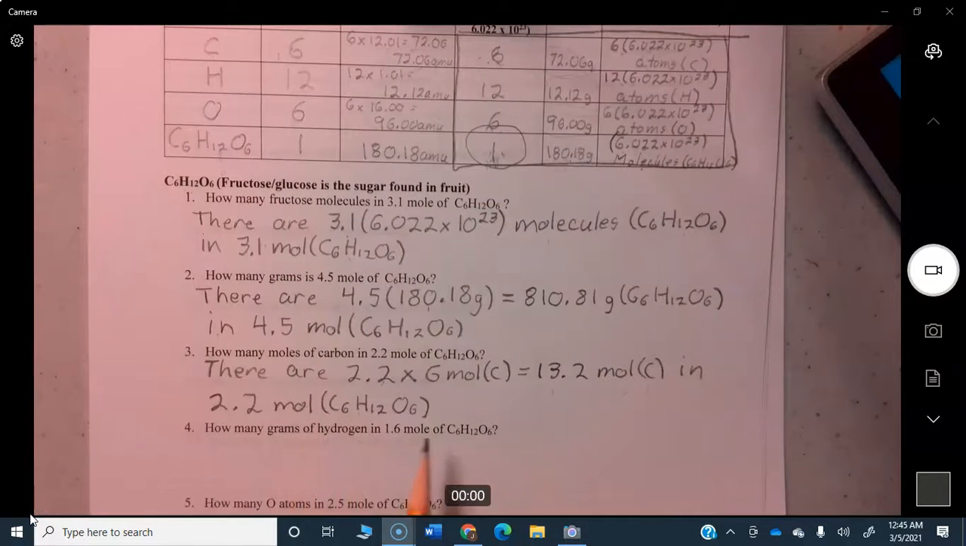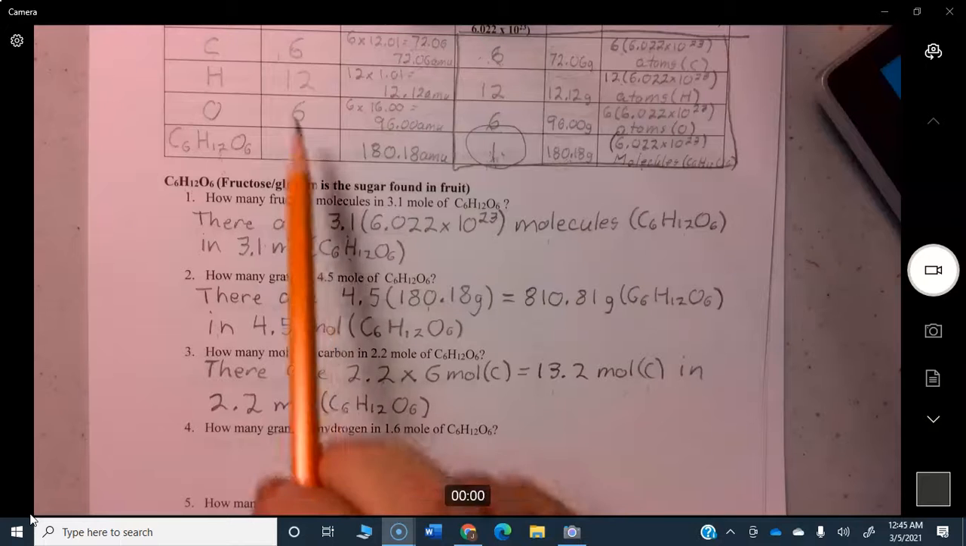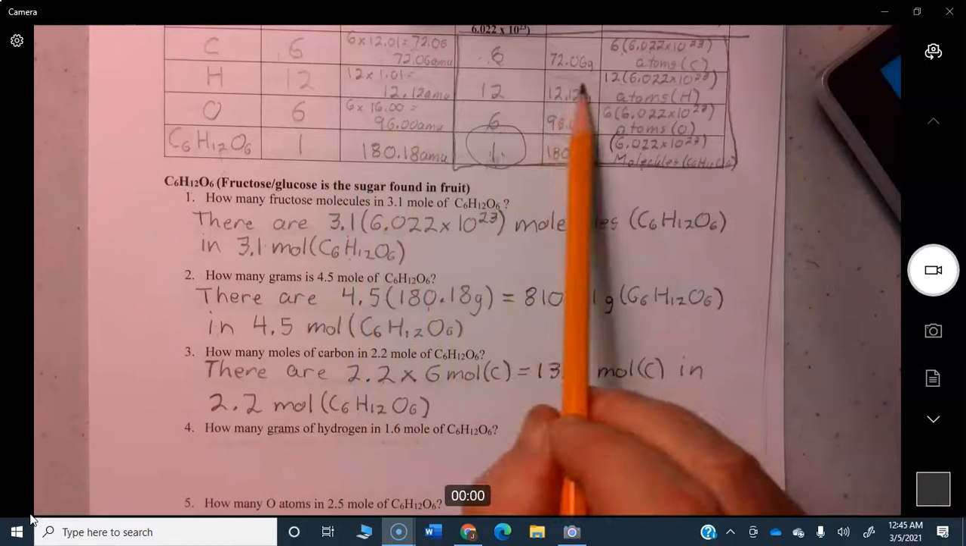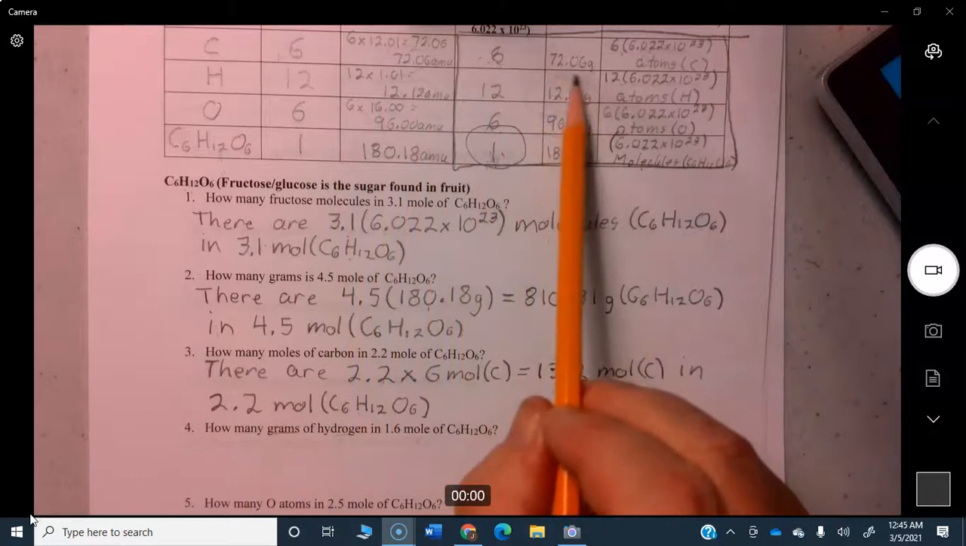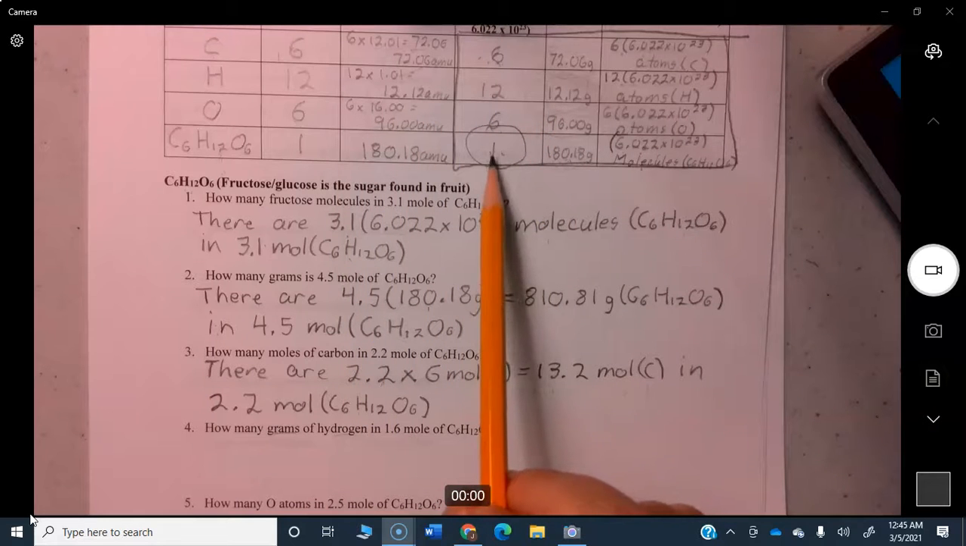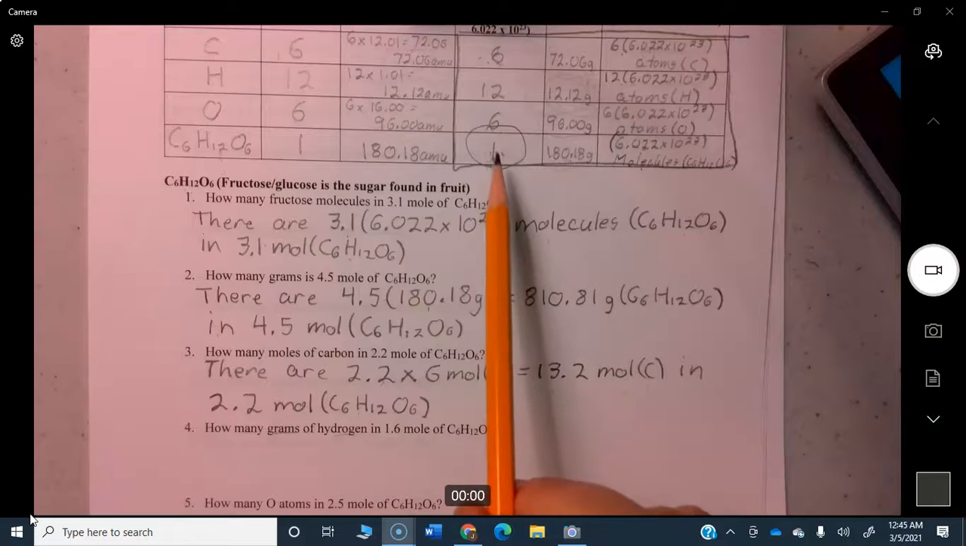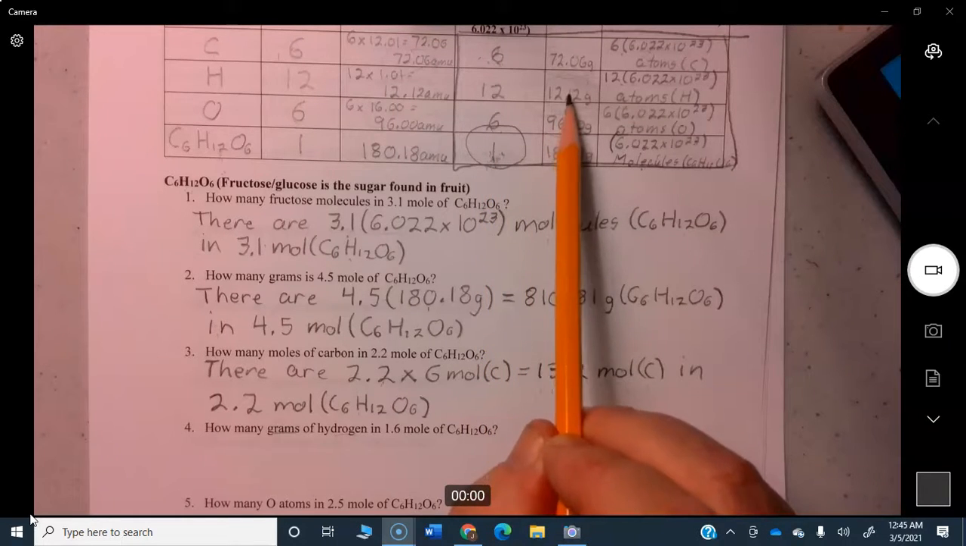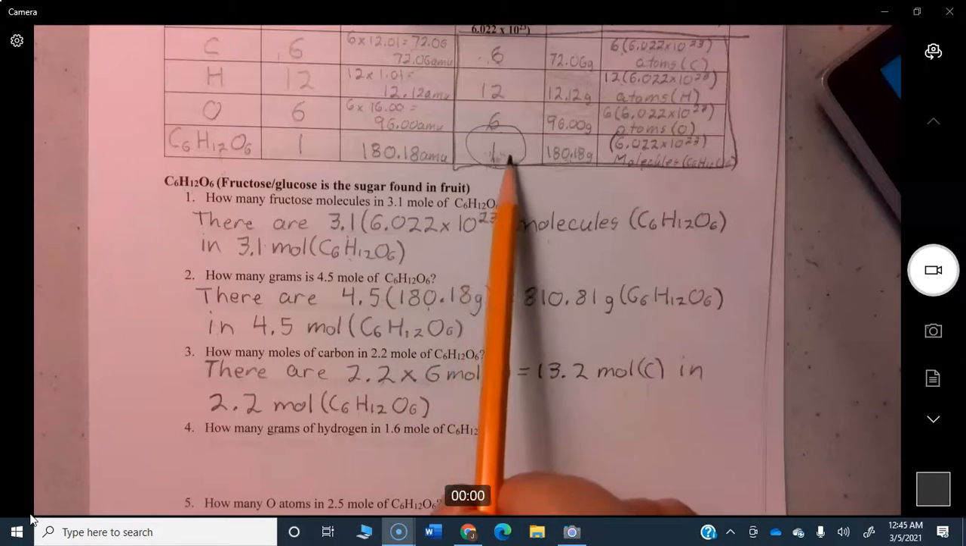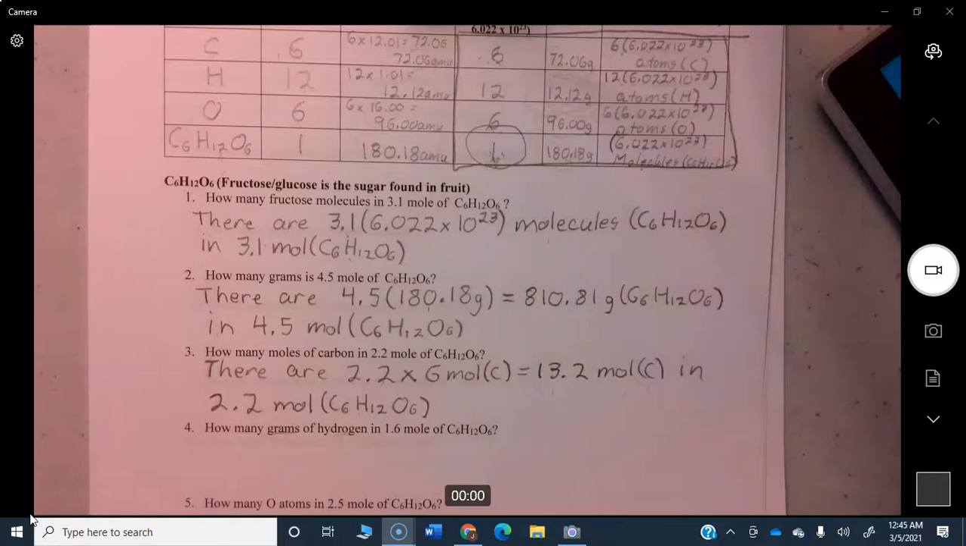All right, next up. How many grams of hydrogen in 1.6 moles of sucrose? So now what you want to do is you're looking for grams of hydrogen. So come over to the hydrogen row and move over to the grams column. So we're interested in that number. There's 12.12 grams for every 1 mole. So if we want 1.6 times this, we have to multiply 1.6 times this, and that'll tell us how many grams of hydrogen in 1.6 moles of C6H12O6.